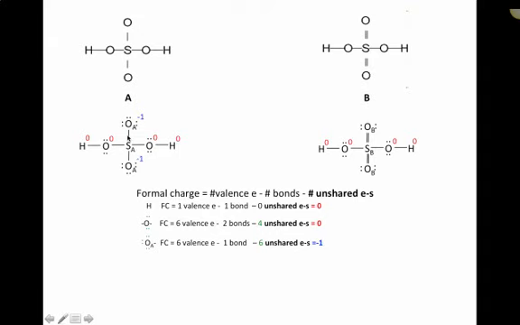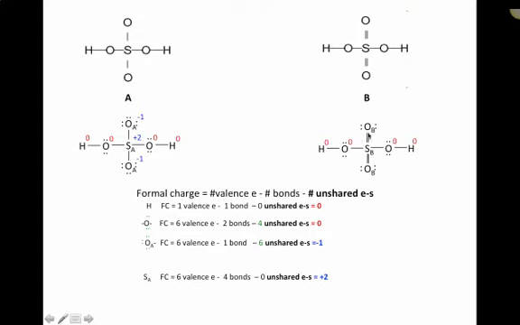Let's finish structure A and look at the sulfur for A. And if we look at that, sulfur is in group 6. It has 6 valence electrons. It has 4 bonds, one to each of those 4 oxygens, but no unshared electrons. So look at the calculation. 6 minus 4 minus 0 is plus 2, which is good because I have a minus 1 for each of the oxygens and a plus 2. So this we know is a neutral compound, so it does balance out to be neutral.